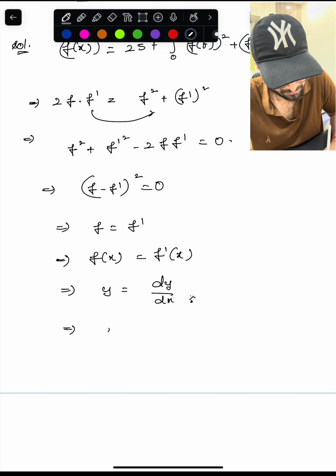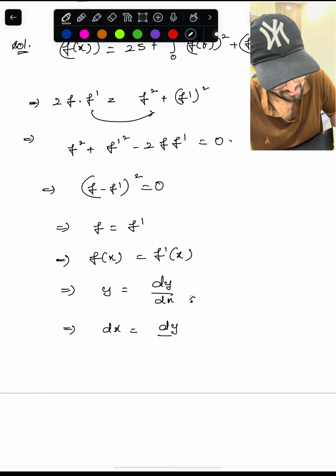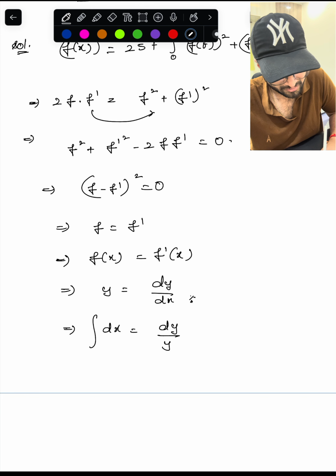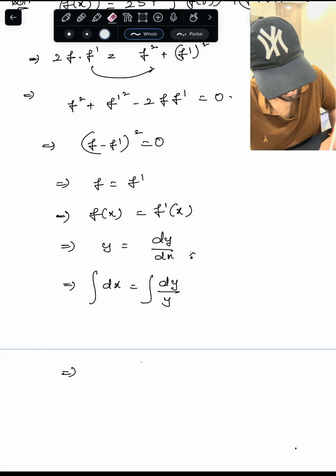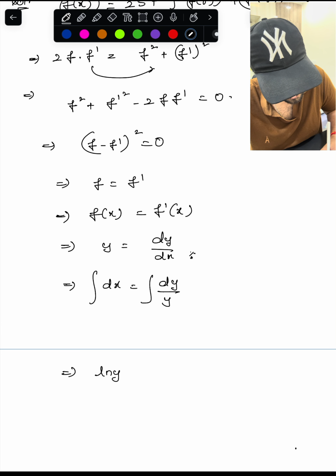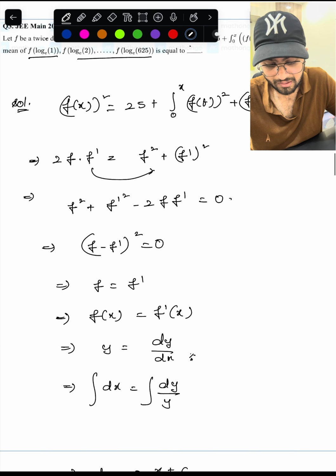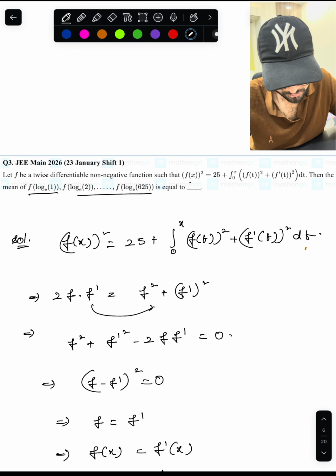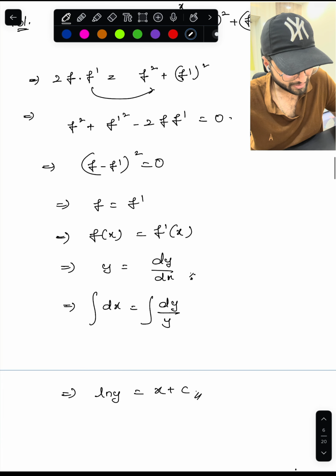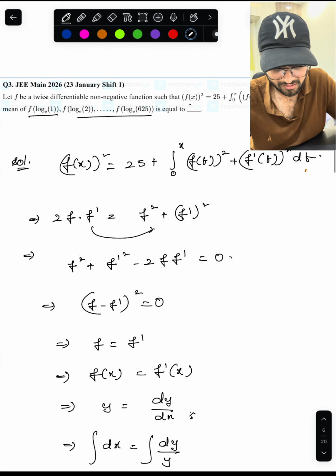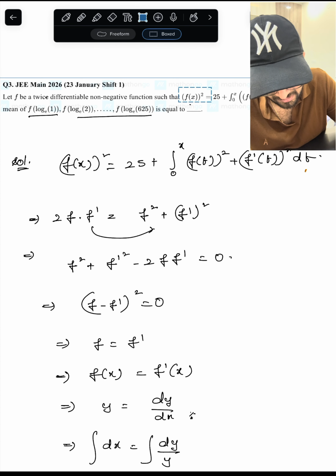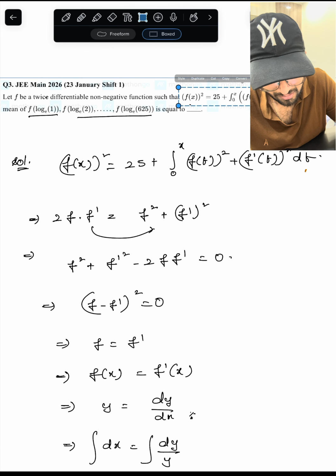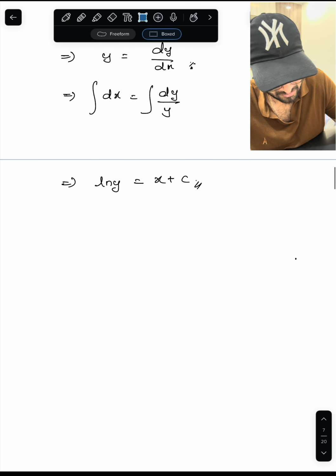Now we can separate the variables and write dx equals to dy by y. So integrate it on both sides. You will get x equals to ln y, or I can write ln y equals to x plus c, right? Now to calculate the constant, there is no data given, like f of 1 or f of 2, no data is given, but indirectly we can get the data from the given equation. How can we get the data from the given equation?